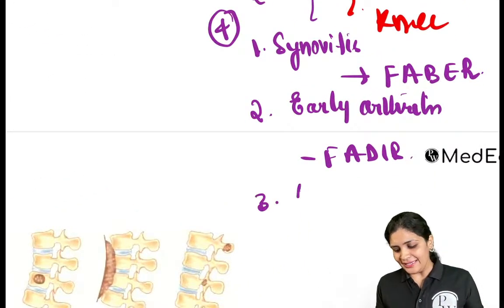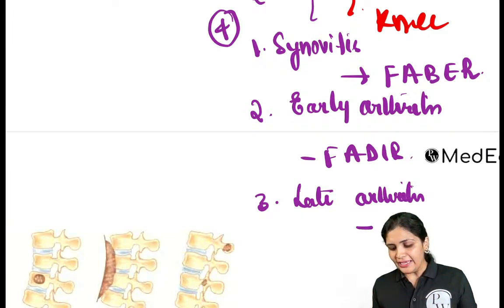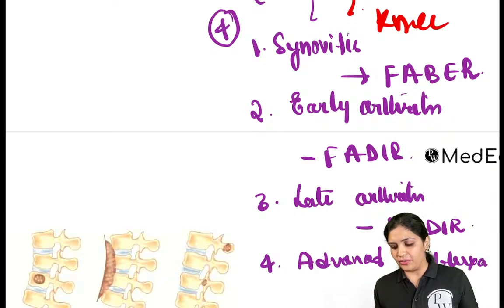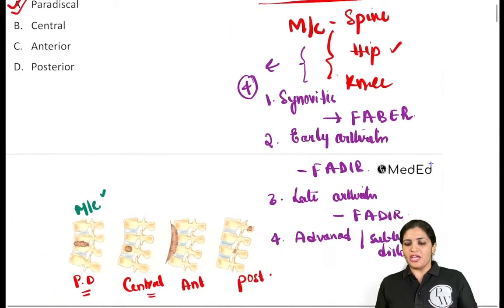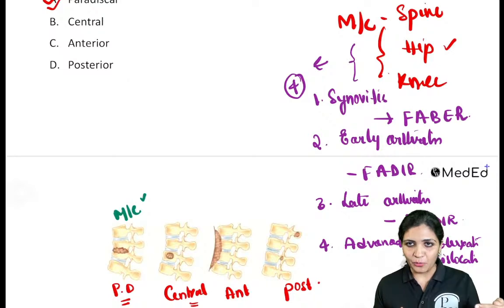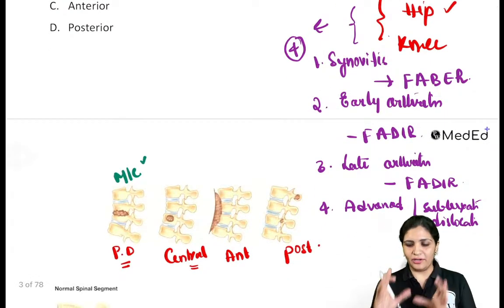The third one is late arthritis. After early arthritis comes late arthritis, where the joint gets spoiled and is now involved. Here also you see flexion, adduction and internal rotation. Finally the fourth one is advanced arthritis, which is the stage of subluxation or dislocation. So in case of hip and knee, these are the stages it goes through: synovitis, early arthritis, late arthritis and advanced arthritis, that is subluxation or dislocation.